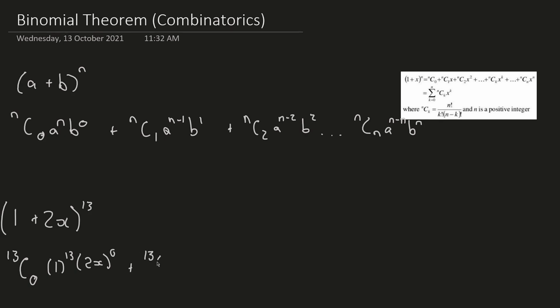Plus 13C1, 1^12, (2x)^1, and this would continue all the way until you get to 13C13, 1^0, (2x)^13. So you can see how this has incorporated the theory into an actual question. And you can see how the powers of both terms increase and decrease throughout the expression. And you can also see how the different numbers in the combinatoric correspond to the powers that are with these two, well, pronumerals that have numbers at this point.